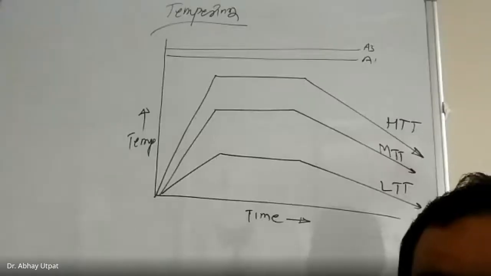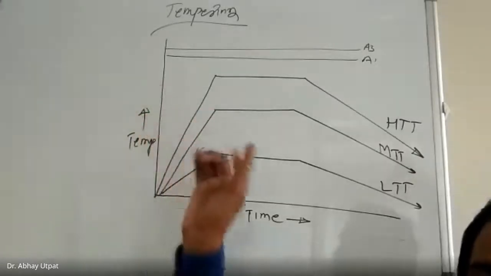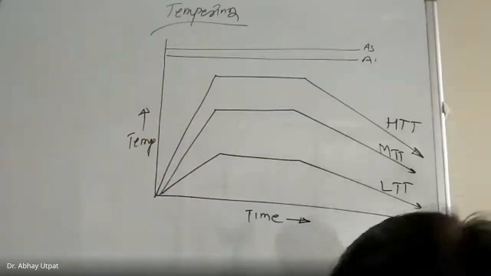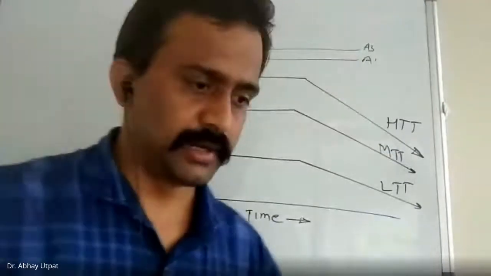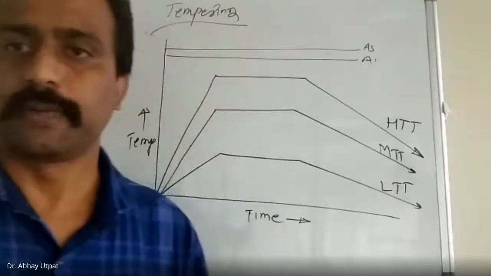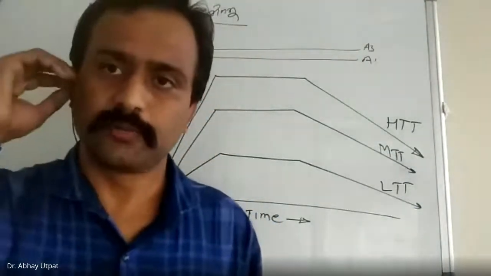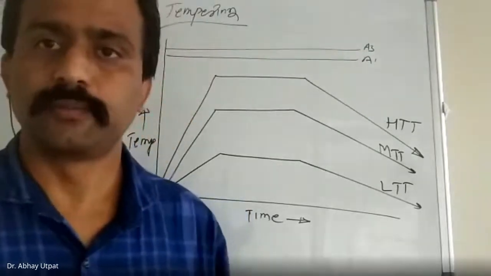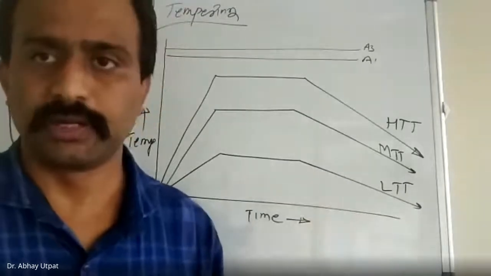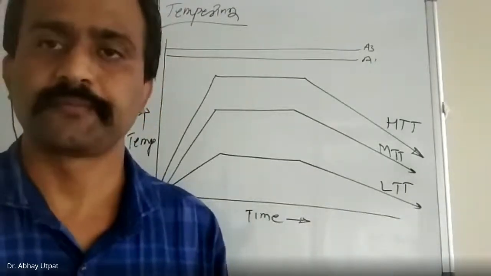So this is the temperature-time diagram of tempering. The tempering definition I told: it consists of heating of the hardened samples to the predetermined temperature, soaking there for sufficient time, and then cooling slowly below the lower critical temperature as per the requirement.